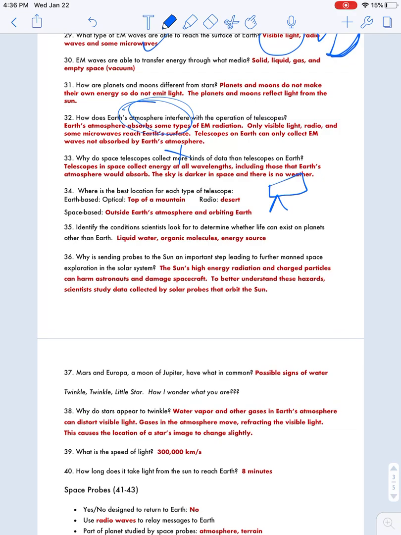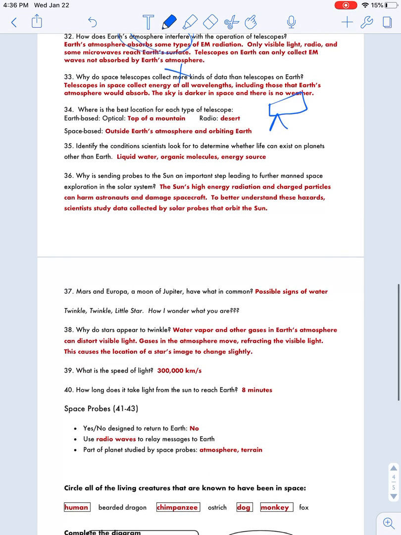Space probes. No, they are not designed to return to Earth. They use radio waves to relay messages back to Earth. And the part of the planet that's studied by space probes is going to be the atmosphere, the terrain, the surface. It does not bore down in and do anything with the core or the layers. It's really just the crust, the atmosphere, the outer visible part.